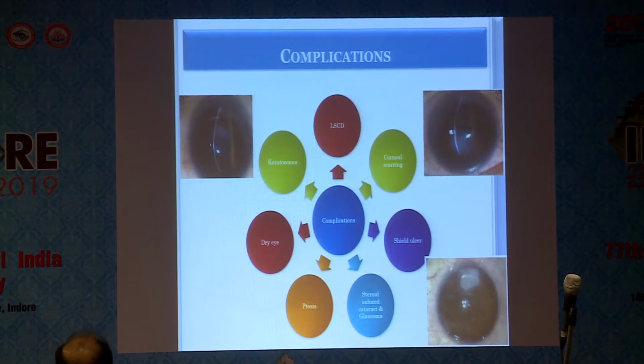So these are some of the complications that one should rule out, one should look for actually. Like as I mentioned, keratoconus, then limbal stem cell deficiency is very often seen in these cases. You can have corneal scarring, shield ulcers here. Then you can have steroid-induced cataract and glaucoma. That is very important. Ptosis can be seen because of the giant papillae, and that is something which has to be ruled out.